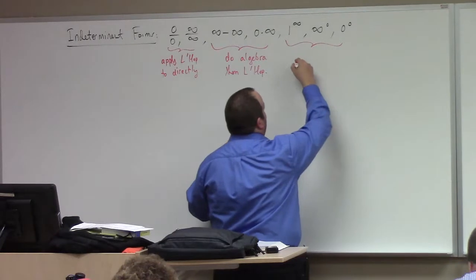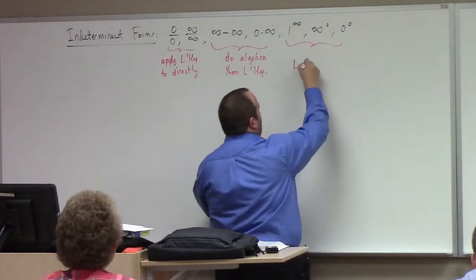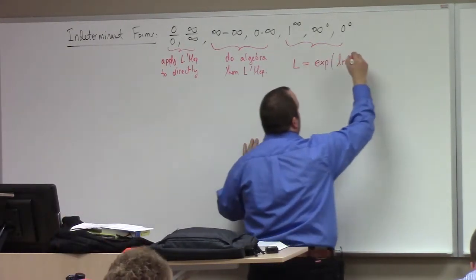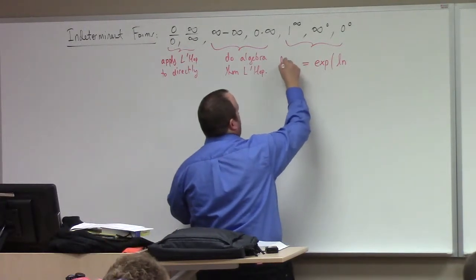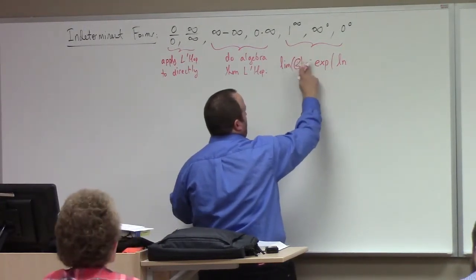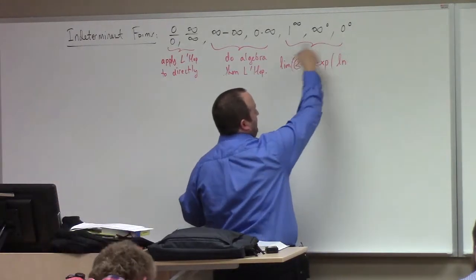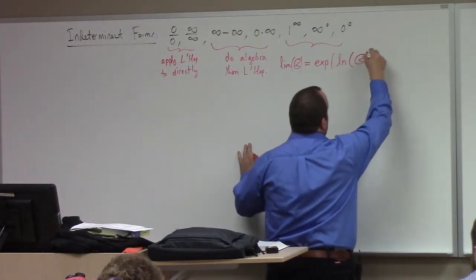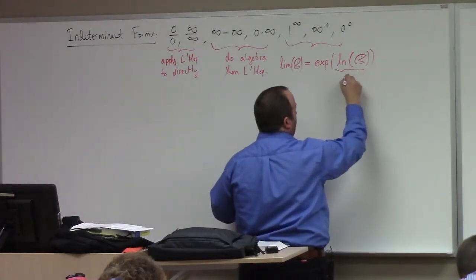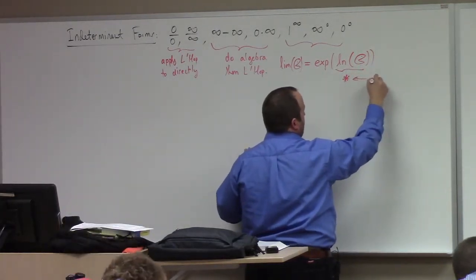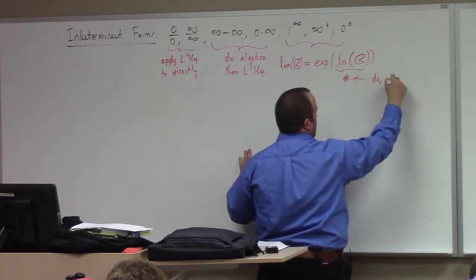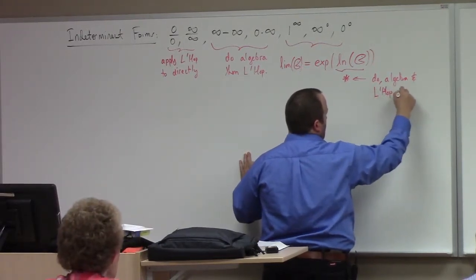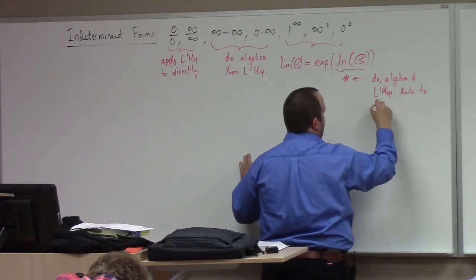Okay, so I take my limit that I'm trying to calculate, and I replace it with the exponential of the natural log. Let me say we're calculating the limit of Pac-Man. If Pac-Man happens to be one of these indeterminate types, what I do is I take the exponential of the log of Pac-Man, and I go from there. I call this thing star, and then I do algebra and possibly L'Hopital's rule to figure it out.